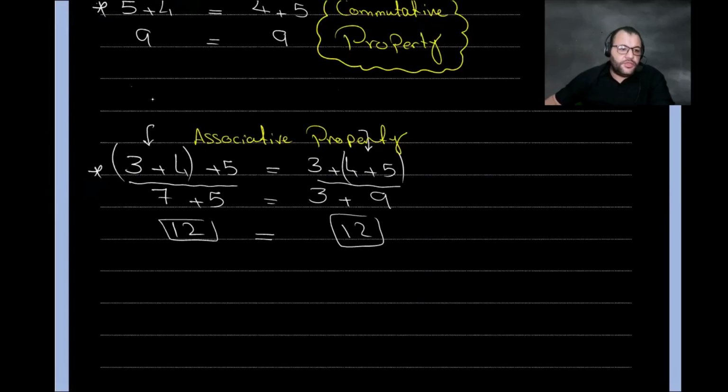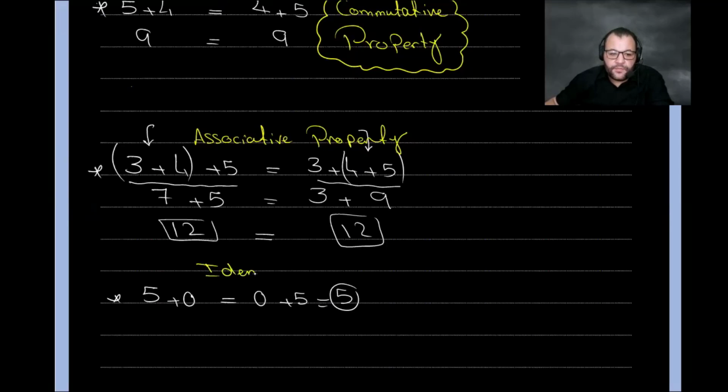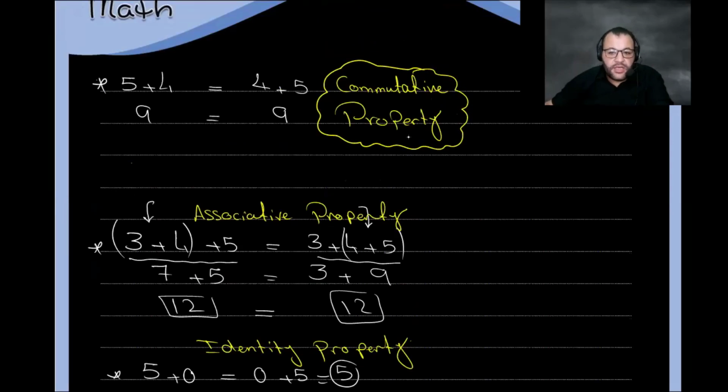Okay. So the third property that you have: when I say 5 plus 0 is equal to 5, but 0 plus 5 is also equal to 5. So that will be the same. If you add any number to 0, the answer will be the same. That's called the identity property.